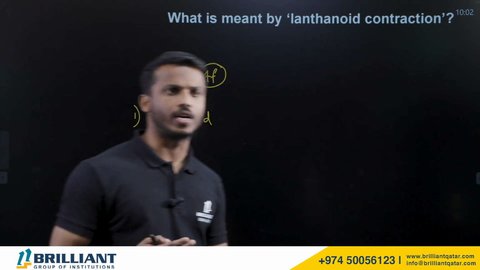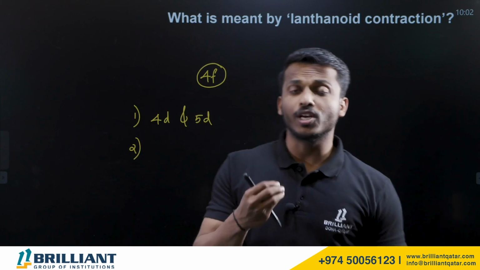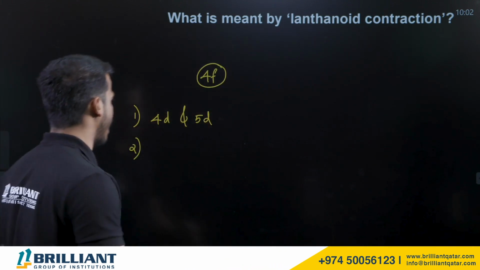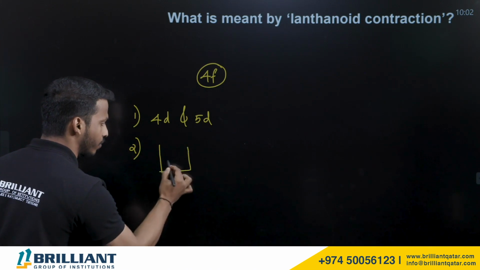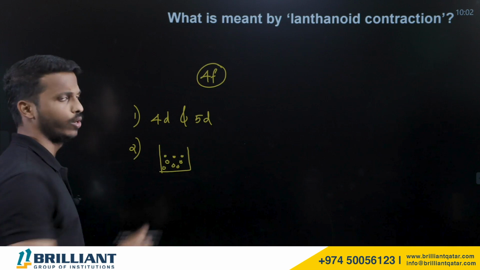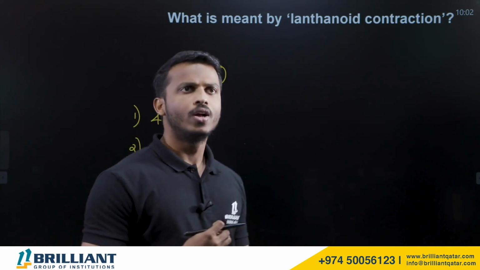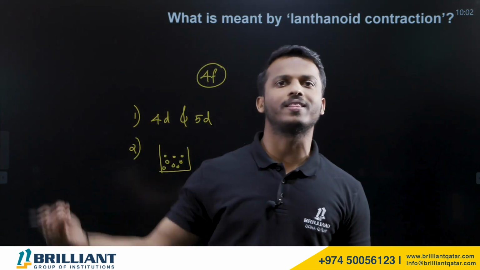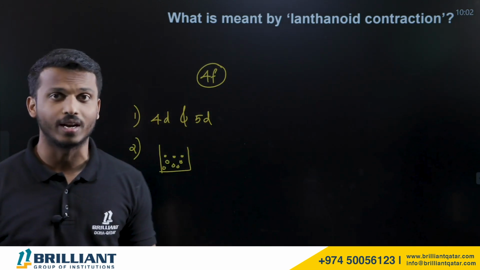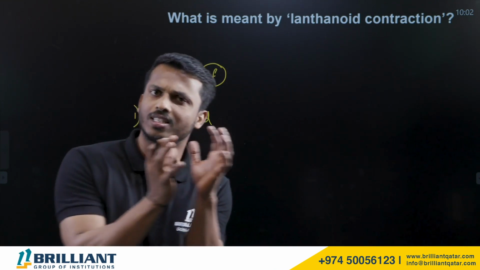the consequence you may study, the separation of lanthanides from their mixture is very difficult. If you have a beaker and I am giving you different lanthanide elements, you cannot separate them easily because their sizes are almost similar. Due to lanthanide contraction, there is a very small decrease in size, so their size is almost similar.